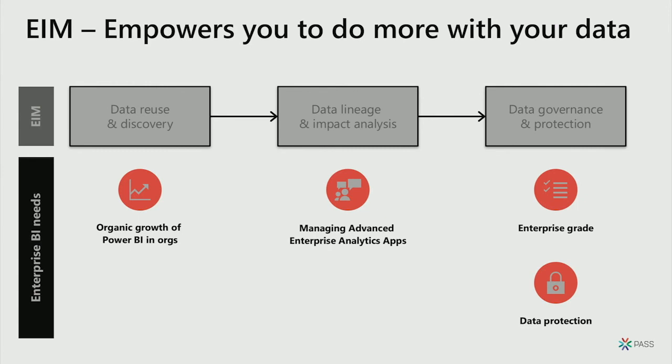In order to face the challenges that we just talked about, Power BI introduced the Enterprise Information Management, which is also called EIM. EIM contains three main solutions. The data reuse and discovery, in order to face the growth of Power BI and help us search the data that we can trust. The data lineage and impact analysis view, which helps manage the analytics applications. And the data governance and protection in order to provide a security solution to Power BI data.